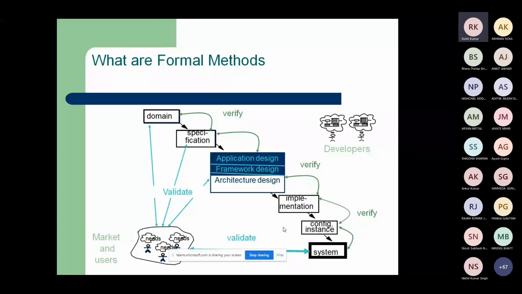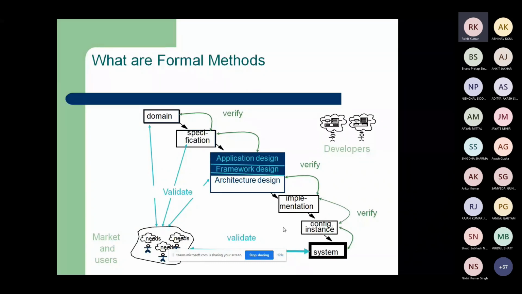In formal methods, if we are going to apply it in software engineering or the SDLC, we generally have looked at this diagram during the object-oriented modeling course also. There will be some domain. In the domain, a certain problem exists. For that problem, we are going to write the specification. After writing the specification, we are going to design the solution according to that specification. So we do application design, framework design, or architectural design. Then on the basis of that design, we are going to have implementation.